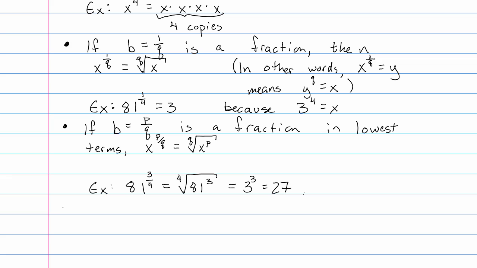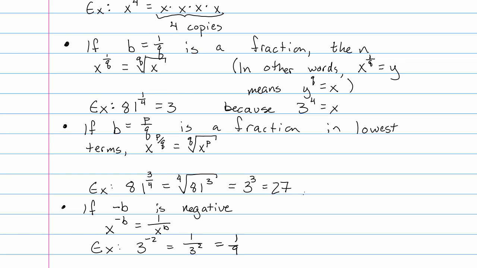And then the last thing to deal with is if the exponent is negative. I'm going to write it with a negative sign just so it looks negative. X to the negative b means take the reciprocal. So for example, 3 to the negative 2 is 1 over 3 squared, which is 1/9.